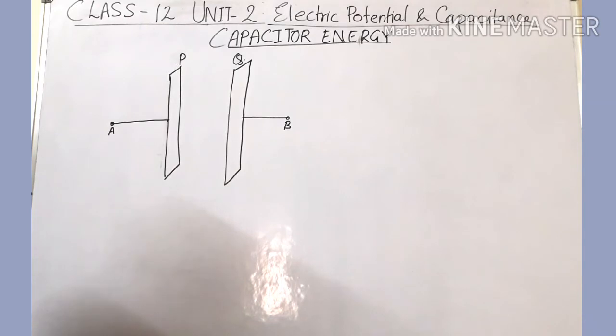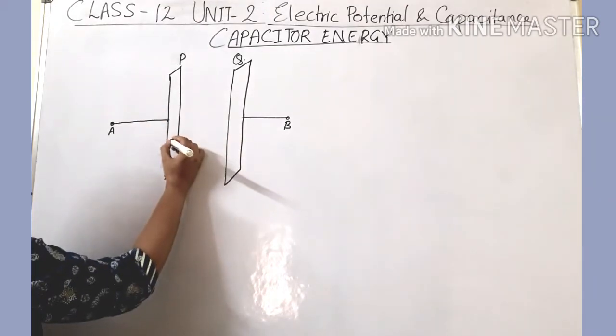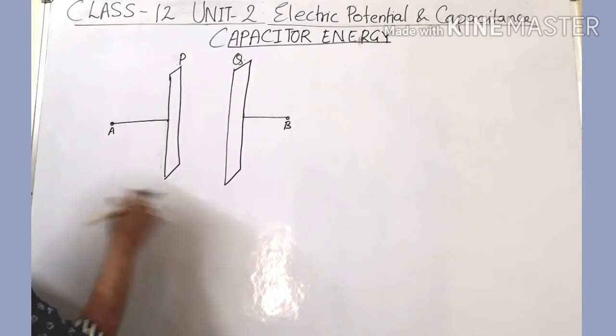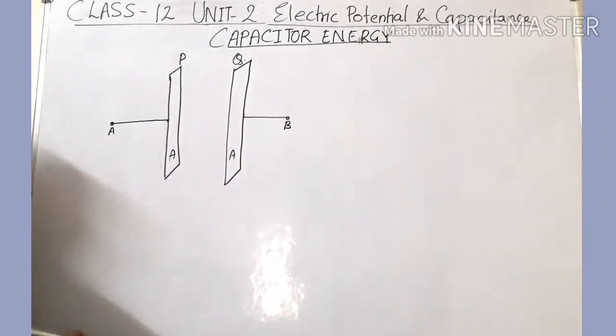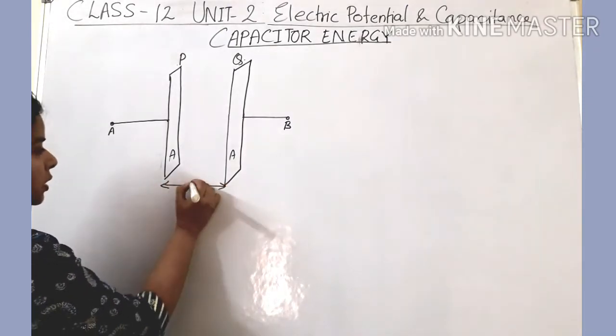Now we have to calculate the energy of the capacitor. You know that energy is equivalent to work, so if we are able to find out the work, we can calculate the energy. Initially we have to give a brief description of this figure. This is plate area A. Both the plates have the same plate area. This one is plate distance D.